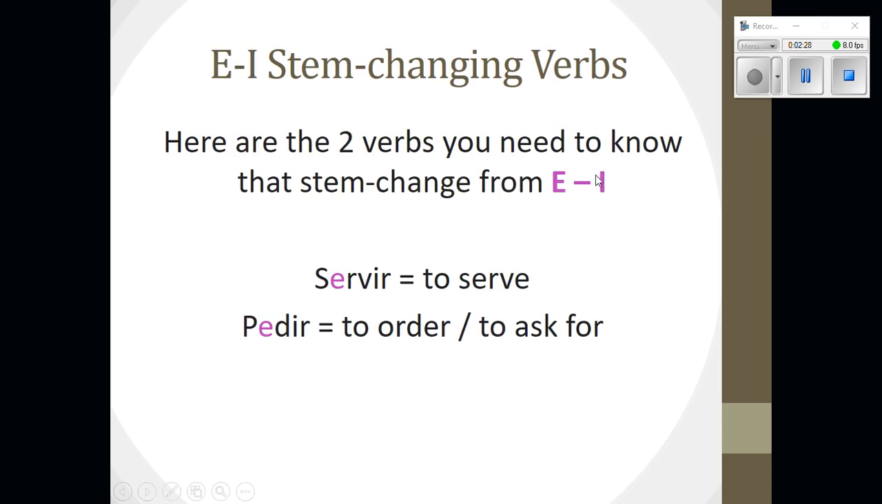All right, here are the 2 verbs that you need to know that stem change from E to I. So remember, these are a little different, right? We've learned E to IE, but these 2, only these 2, are E to I. The verb servir, which means to serve, and pedir, which means to order or to ask for. Go ahead and fill out that part of Part A of your note guide.